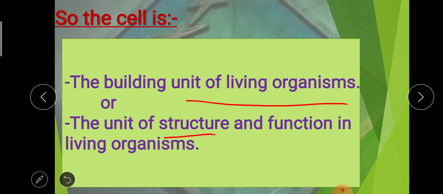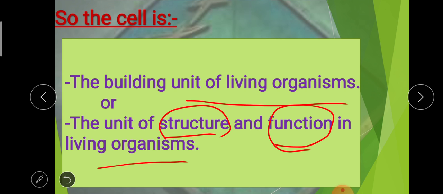It means cell with cell makes tissue. Tissue with tissue makes organ. Organ with organ makes system. System with system makes a body. So it is the unit of the structure and function. The cell can respire, can grow, can feed, can reproduce. All of that is called structure and function in living organisms. So the cell is also the unit of structure and function in living organisms.